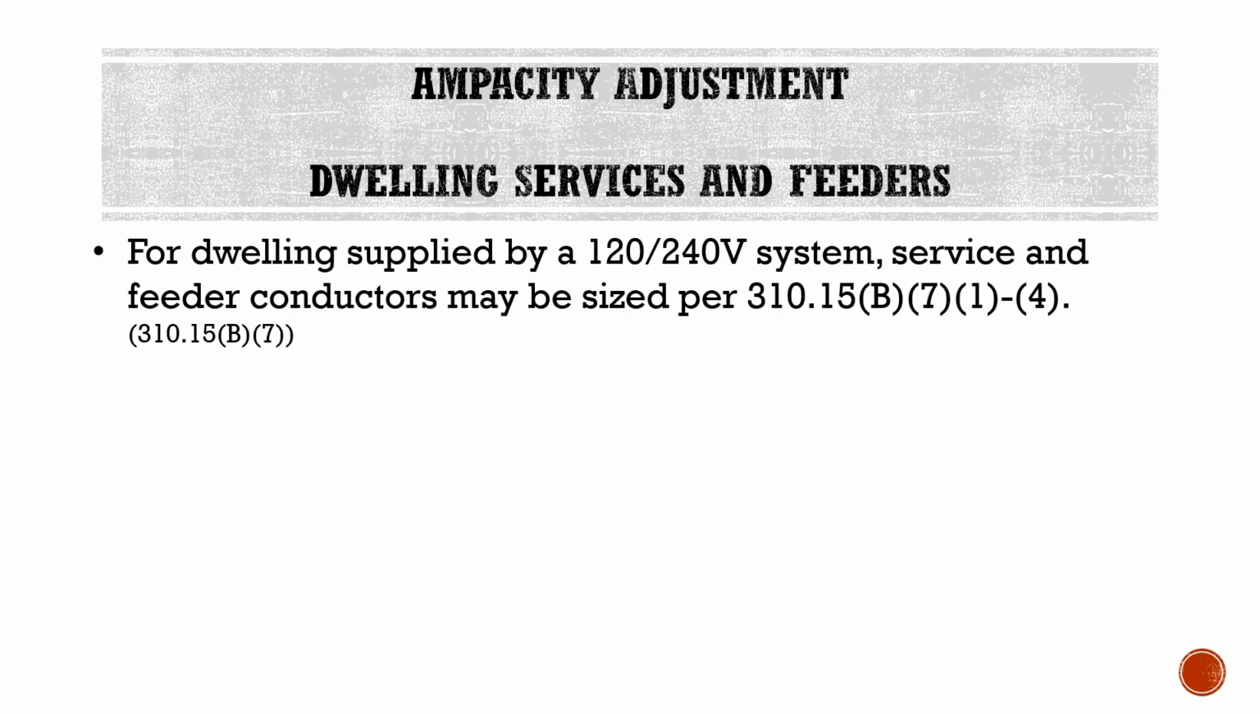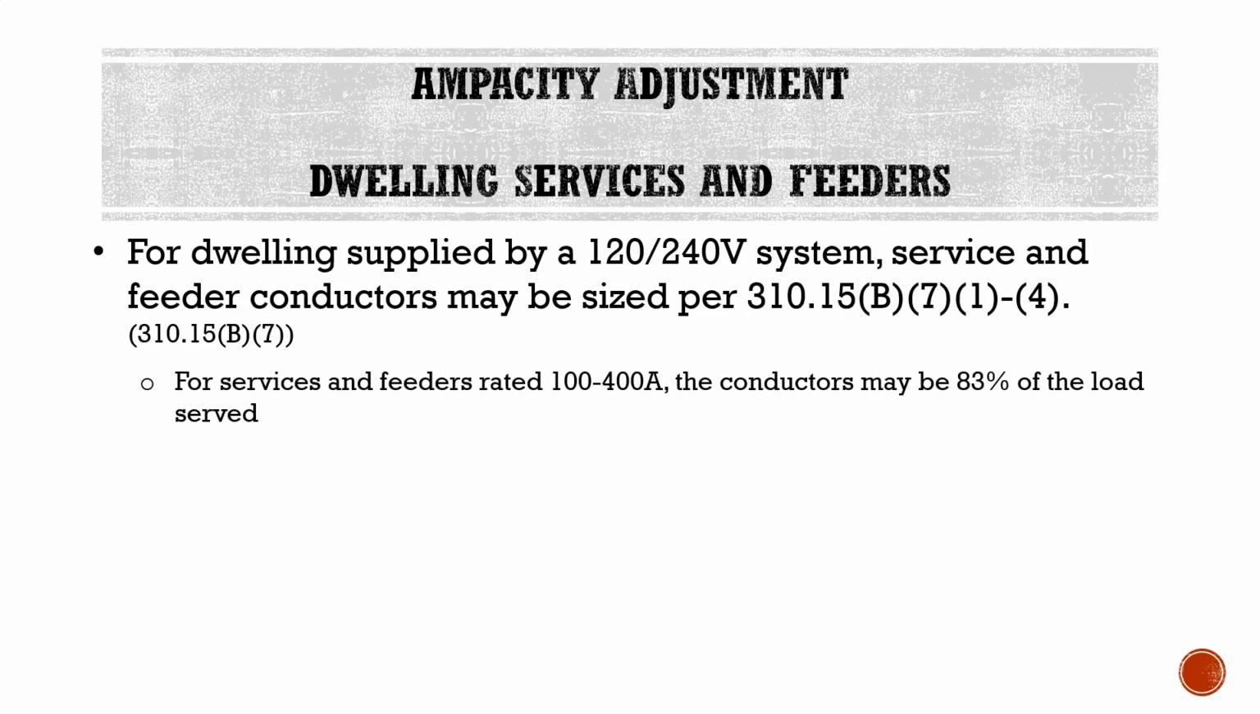So that concludes our adjustments that we're going to be taking a look at for across the board general adjustments. Now we have some specific adjustments for dwelling services and feeders. So for dwellings supplied by a 120 volt and 240 volt system, service and feeder conductors may be sized per 310.15(B)(7) 1 through 4. So under that specific circumstance, we have some additional adjustments that we have the option to make. You see the wording "may be sized", so this is not a requirement.